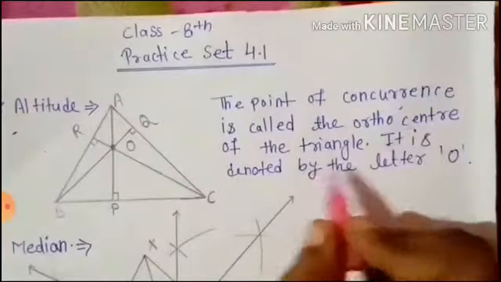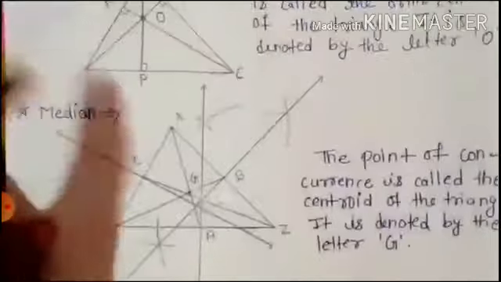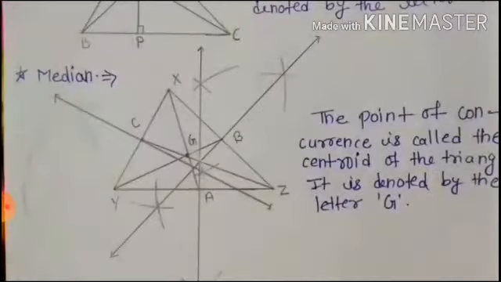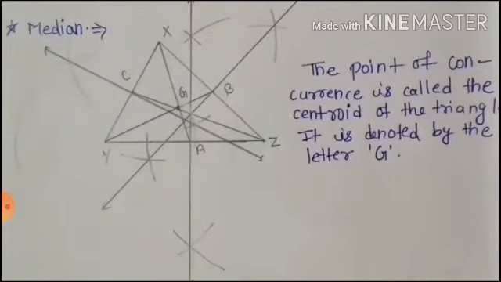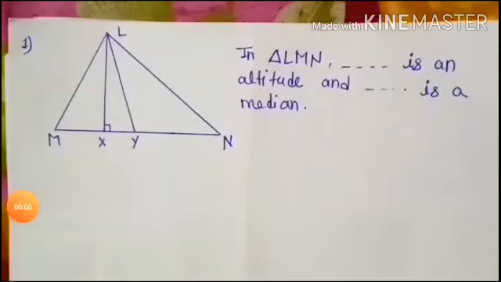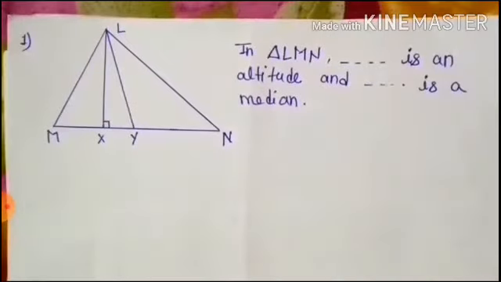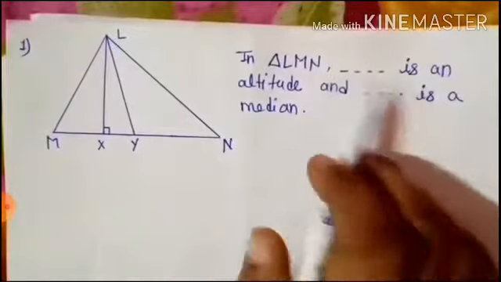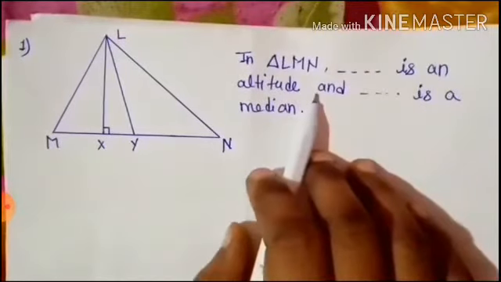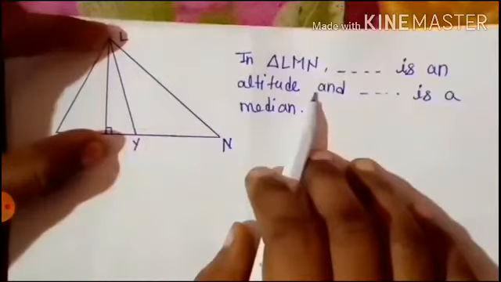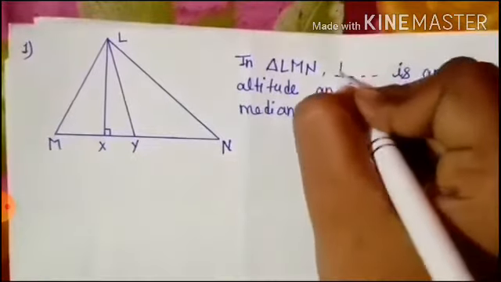Hope you people can understand the concept of altitude and median. Now on the basis of this we can solve our practice set 4.1. Come to the practice set, which is based on altitude and median. Question number 1 is fill in the blanks. Now one figure is given, triangle LMN. In triangle LMN, dash is an altitude. An altitude is always a straight line at 90 degrees. So LX is an altitude.